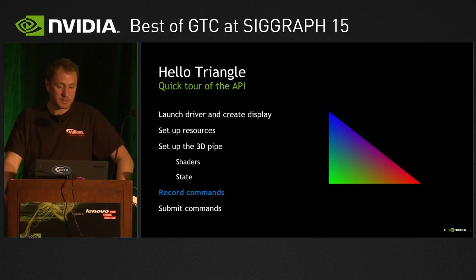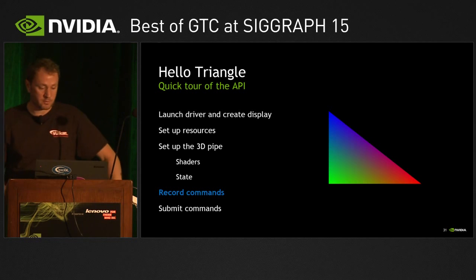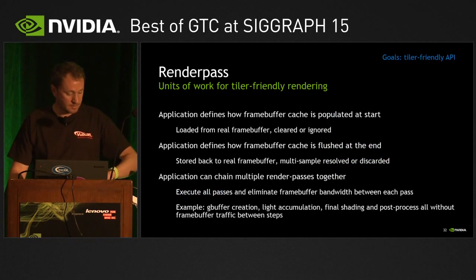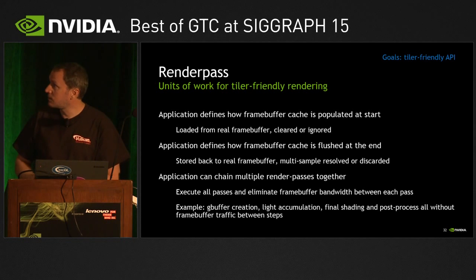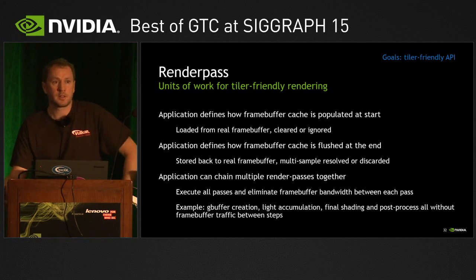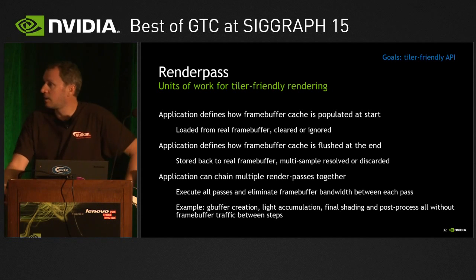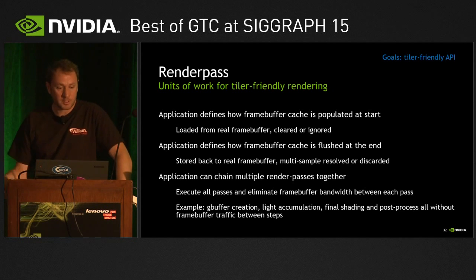All right, so we've set up the 3D pipe. We've got our pipeline state object and our dynamic state. Now, the next thing we're going to do is record the commands for rendering this triangle. Now, a render pass represents a unit of work. I mentioned up front that Vulkan is designed for mobile platforms, and designed in such a way that mobile platforms run in the most optimal way. And one of the ways we do this is through a render pass.